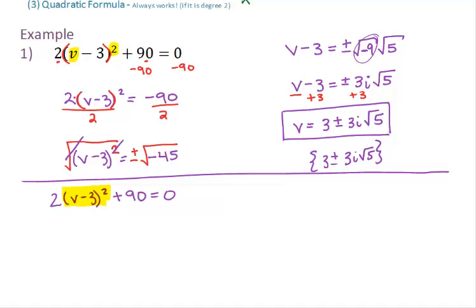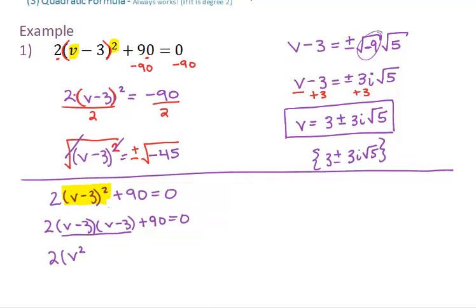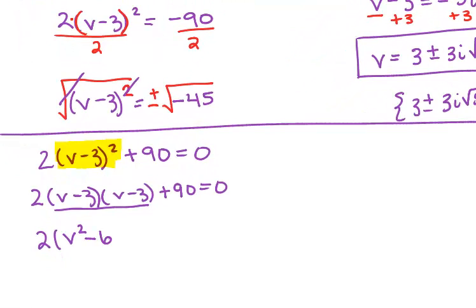So what you would have had to do instead is to multiply this out twice, which means in the next step I would have had to FOIL it. So let me FOIL that v minus 3. That leaves me with first v times v, or v squared. Outside is a negative 3v. Inside is a negative 3v. So combining those together would have given me a negative 6v. And last, negative 3 times negative 3 gives me positive 9. Then carrying down the rest of the problem.